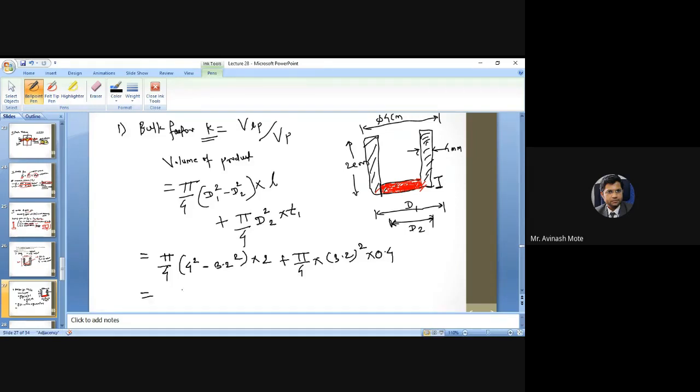These are simple calculations. Actually, we should not take this much time. First of all, the volume of the vertical walls, and then the volume of the base. Finally pi by 4 d square into length. For the effective wall thickness you just have to consider d1 minus d2, and then the volume of the base. Totally, if you calculate this, let me calculate. 4 square minus 3.2 square into 2, and this will be addition.